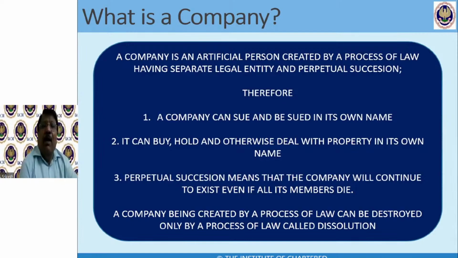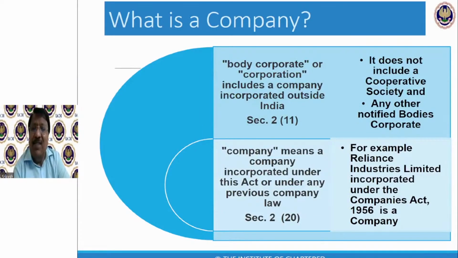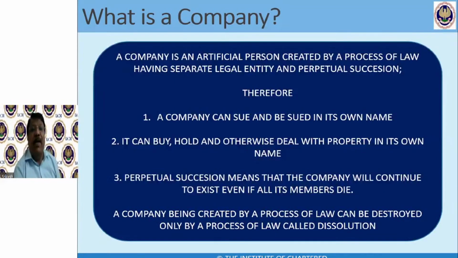Now, this is the definition of company just for the law section, but the general understanding of company is an artificial person created by law, a separate legal entity, with perpetual succession. What is the greatness of a separate legal entity? The company can sue and be sued in its own name. It can buy, hold and deal, meaning mortgage, pledge, rent, lease, everything, with property in its own name. Unlike a partnership, where a partner enters into contracts on behalf of the firm, the firm cannot directly enter, only the partner. Here, the company can directly do so. Perpetual succession means the company will continue to exist even if all its members die. You know all this because you have been studying it since maybe +2.